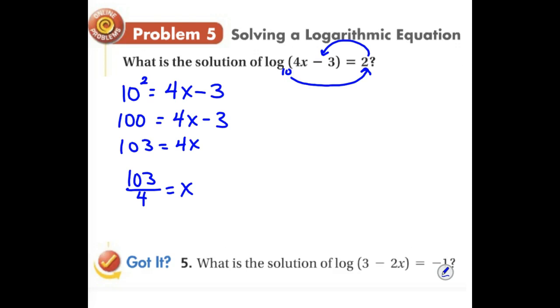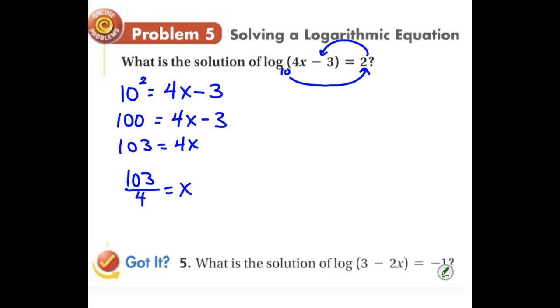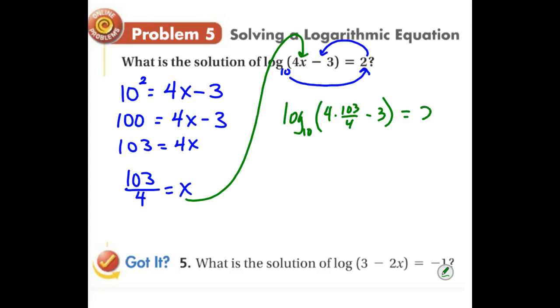Now again, checking our answer. If we put 103/4 back into our question, we've got log base 10 of 4 times 103/4 minus 3 supposed to equal 2. The 4's here are going to cancel out, right? We're timesing by 4, dividing by 4. We have 103 minus 3, which becomes 100. Is log base 10 of 100 equal to 2? Yes. Okay, so it works.